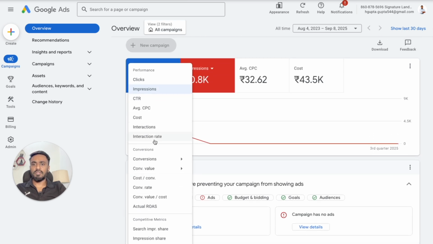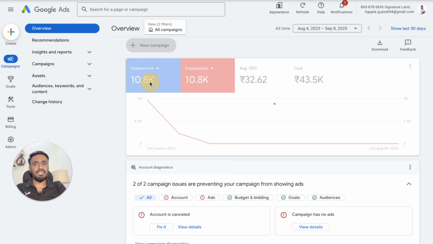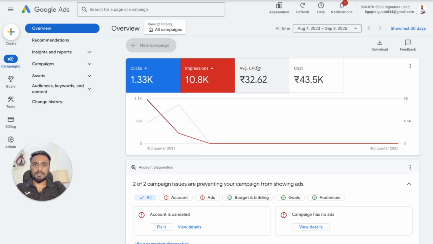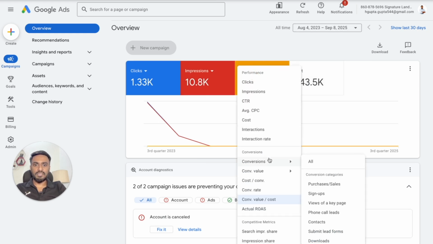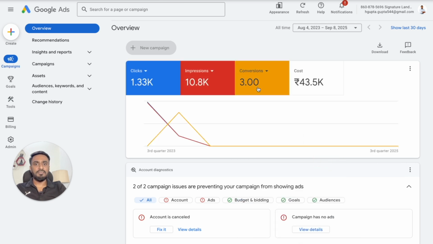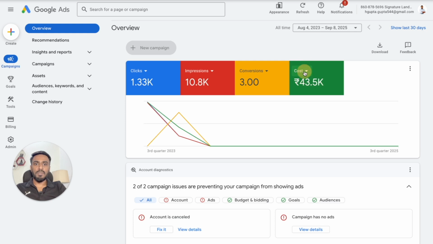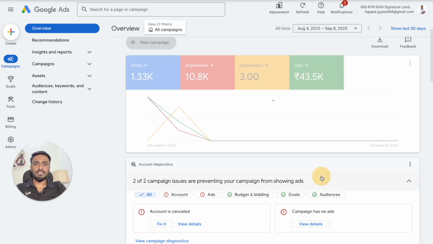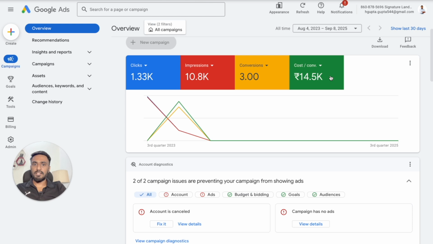Generally we require these main options to see the overview performance of the campaign. The most important options we will always have are clicks, impressions, CPC and cost. If we go to conversions, we can see the number of conversions we have generated, which is 3, and the amount of money we have spent per conversion, the cost per conversion, which is 14,500.